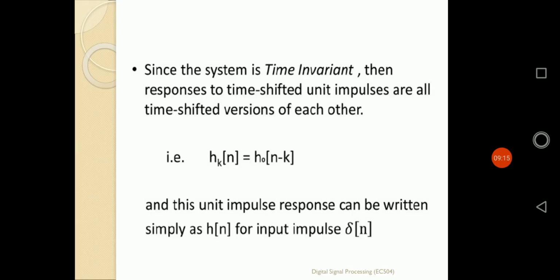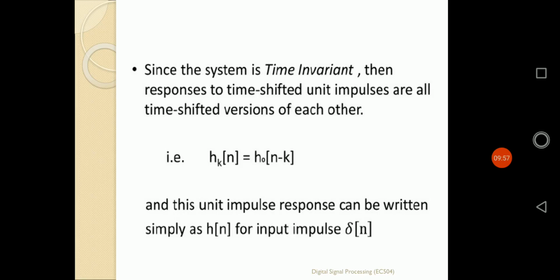Next, as the system is defined as a time invariant system, LTI, where TI means time invariant, we can say the responses to time shifted unit impulses are also time shifted versions of each other. As simple as that. It is very clear. That means the value of h of k n is nothing but h naught n minus k, as the responses to time shifted unit impulses are time shifted versions of each other.